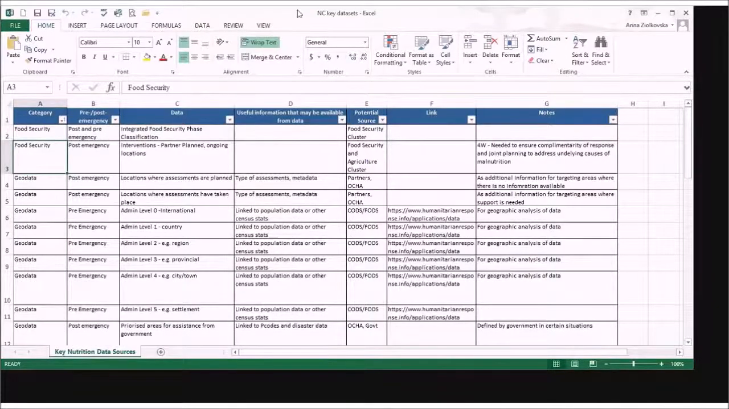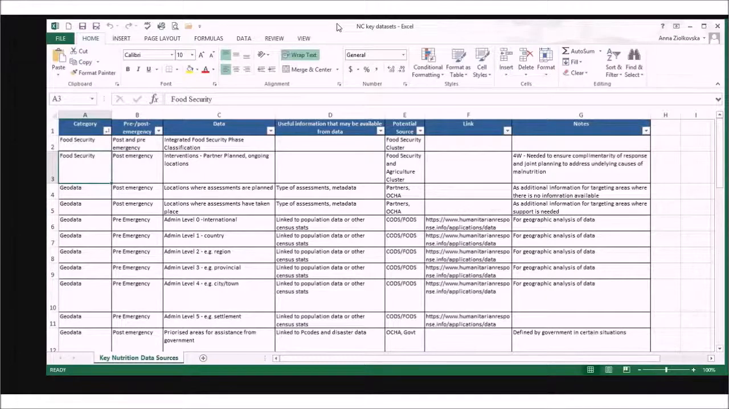As you can see, this is the key data sets for the nutrition cluster. The tool is very simple, and the main purpose of this tool is actually for the information management officers as well as the cluster coordinators to be aware of the main information that they should have in their respective clusters in order to analyze the situation and to make informed decisions.